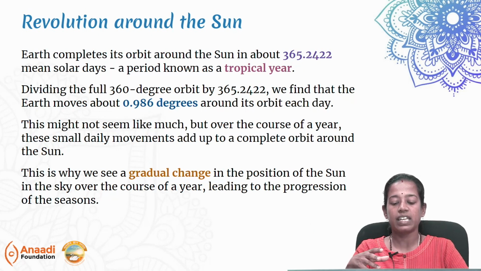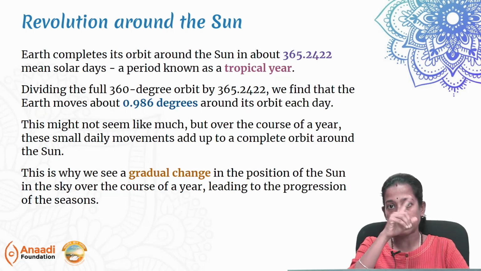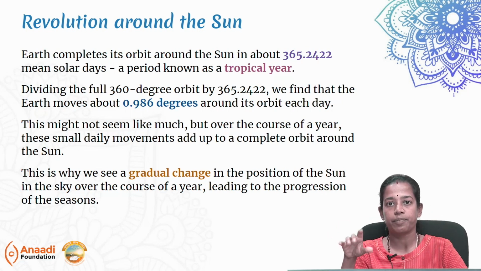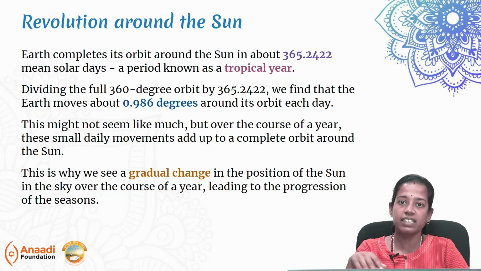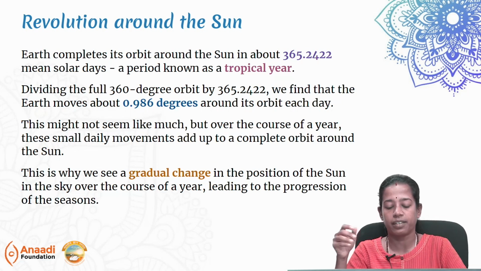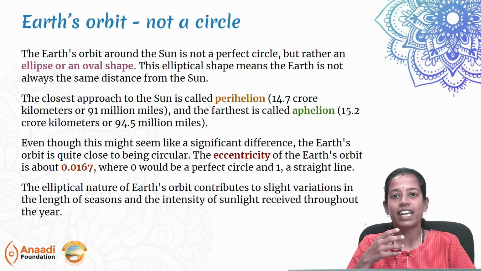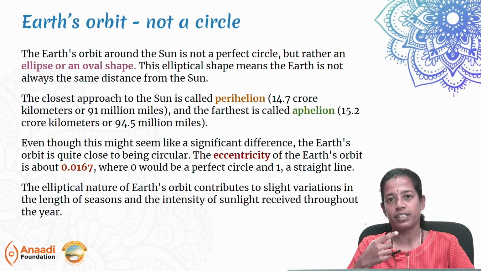This is why we see a gradual change in the position of the sun in the sky over the course of a year. How do we observe this? We will see that in the coming sections. In fact, this is what causes the seasons and their transition during the year. So, let us try to understand the orbit of the Earth.